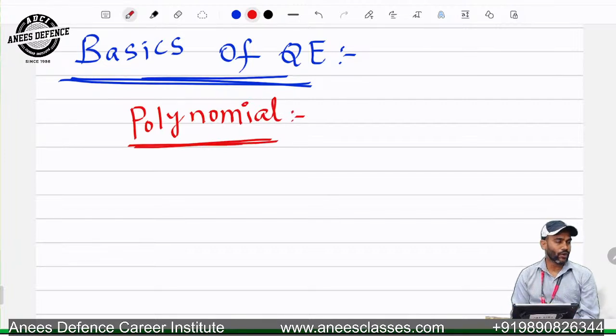Now, first of all, tell me what is constant and variable. You already know, right? What is constant? Constant is a numerical value which cannot change. Yes or no? Which is fixed. What is variable? Variable is which varies its value, which may change. Yes or no?